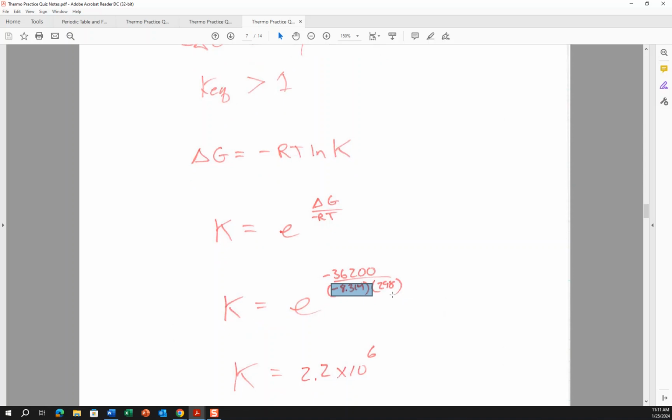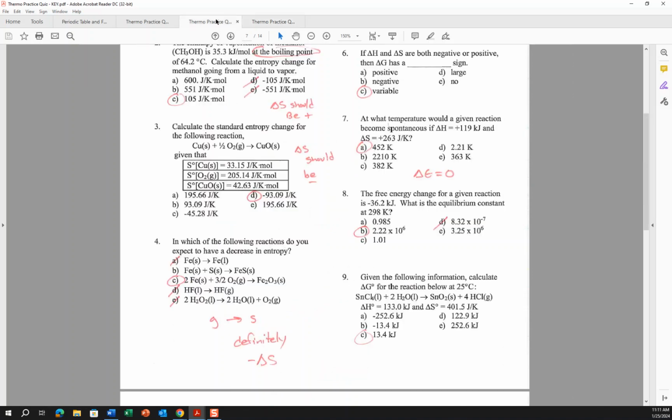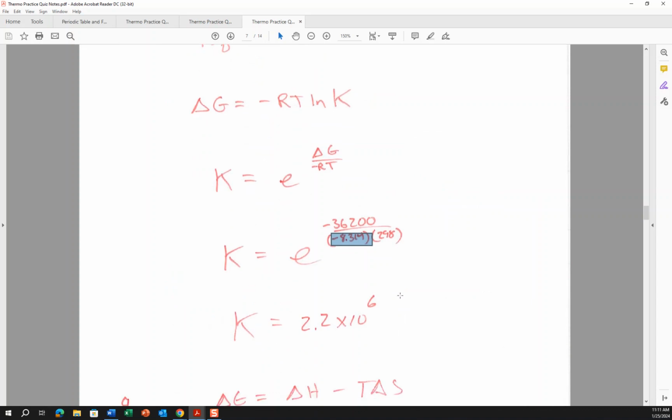Yeah, they gave it to us on a Kelvin scale, but the main thing would be make sure you change that to joules and not kilojoules. All right, and then we just do e raised to whatever that number comes out to be, and it comes out to be 2.2 times 10 to the 6th.